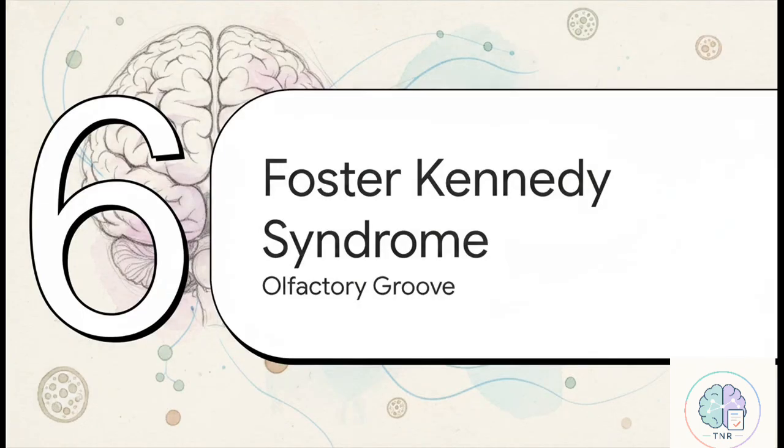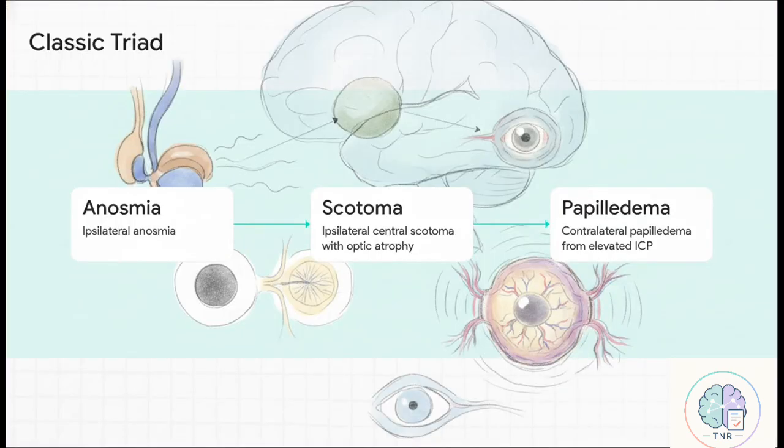Finally, we've reached Section 6. For our final clinical mapping, we're jumping back to the frontal lobe to examine Foster-Kennedy syndrome. Named after neurologist Robert Foster Kennedy, this syndrome is usually caused by a tumor, most commonly a meningioma, growing right in the olfactory groove or the medial sphenoid wing. It presents as a very distinct 3-step classic triad. Step 1, ipsilateral anosmia. This is just a complete loss of smell on the exact same side as the tumor because the mass is literally crushing the olfactory nerve.